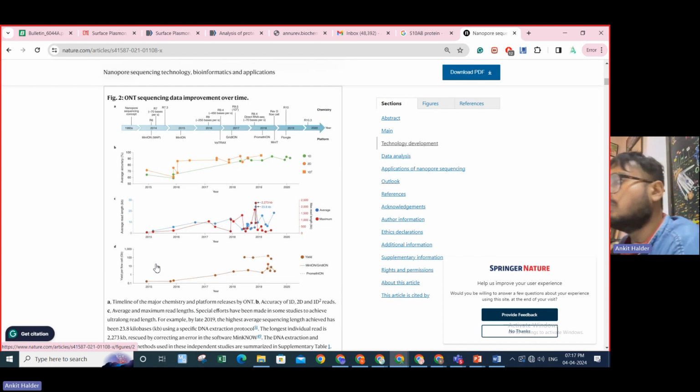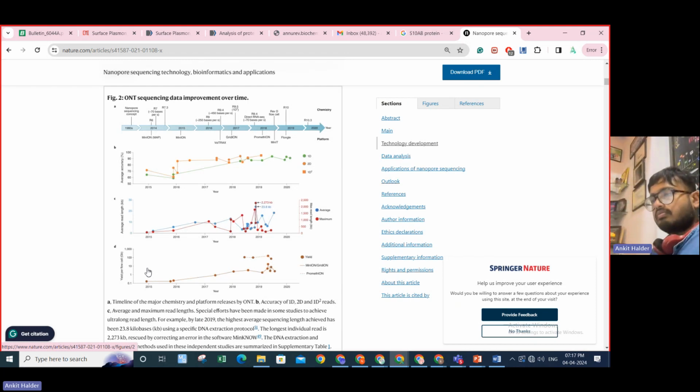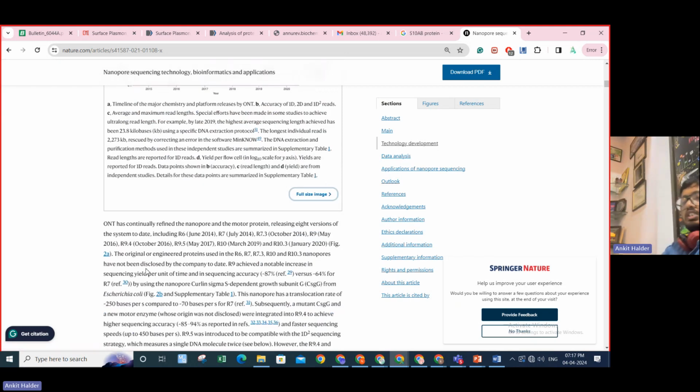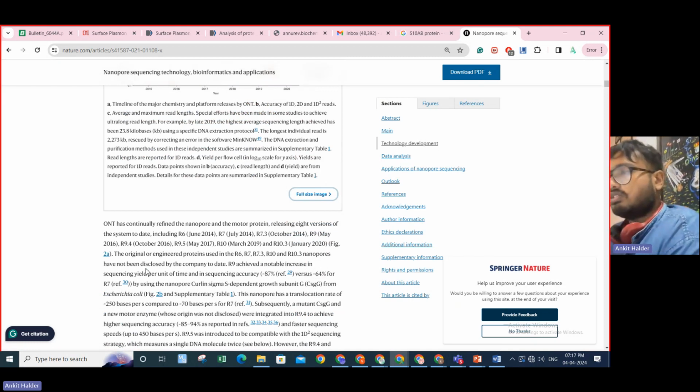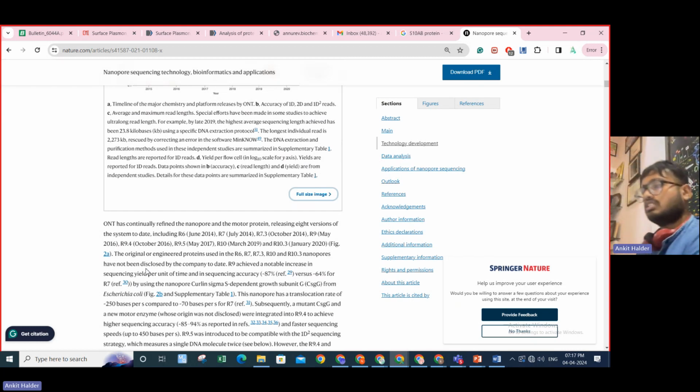So this is going to improve over time. ONT continually refined the nanopore and the motor protein using eight versions of the system, including R6, R7, R9, R9.4, R9.5, R10, and R10.3. R6 nanopores have not been disclosed. R9 showed a notable increase in sequencing yield.